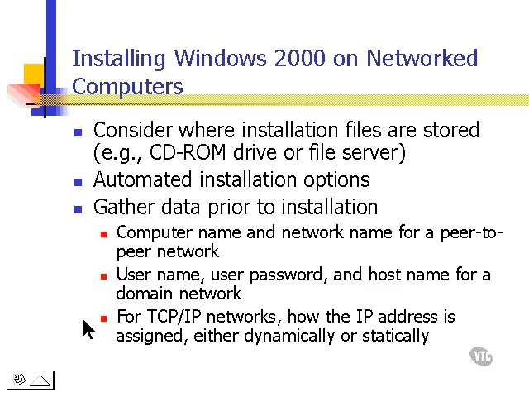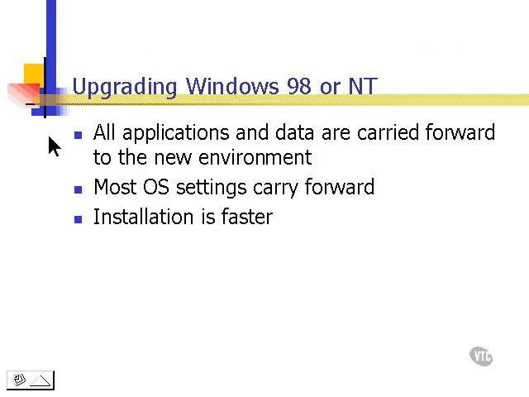When we upgrade from Windows 98 to Windows 2000, all applications and data are carried forward to the new environment. This is a serious advantage over upgrading Windows 98 to Windows NT. As you remember, we had to reinstall all applications if we wanted to upgrade from Windows 98 to Windows NT. But upgrading to Windows 2000 is a much easier ordeal because the applications are carried forward to the new environment. Most of the operating system settings carry forward, and installation is faster.